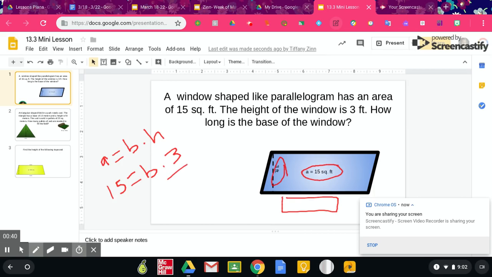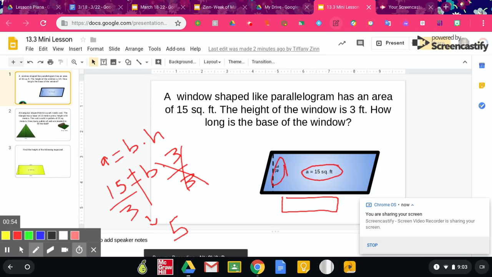Opposite of multiplying by 3 is dividing by 3. And you have to do it on both sides of the equal sign. By doing that, I get rid of it over here. So 15 divided by 3 equals 5, which means that this window has a base of 5 feet.